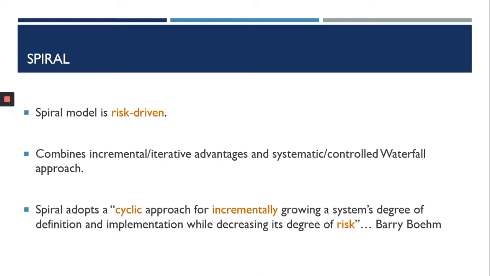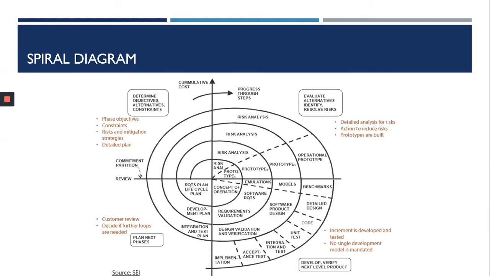So, the spiral model adopts a cyclic approach. Kaya siya spiral, paikot, diba? For incrementally growing a system's degree of definition and implementation, at the same time, while decreasing its degree of risk. Example, spiral diagram. As you can see, ayan yung example ng spiral diagram.